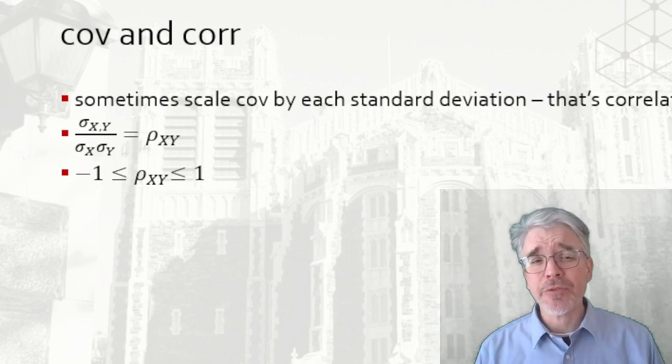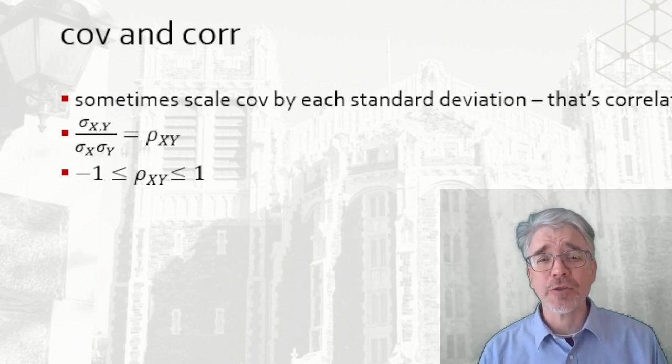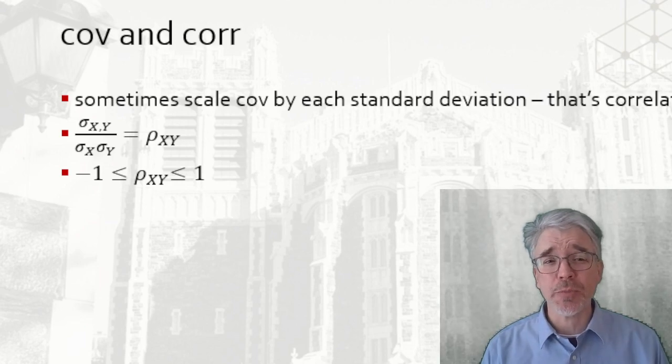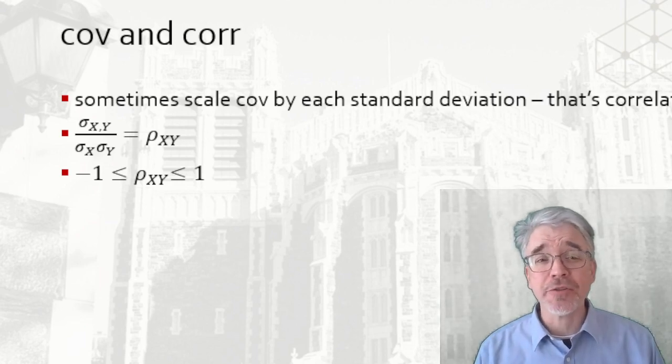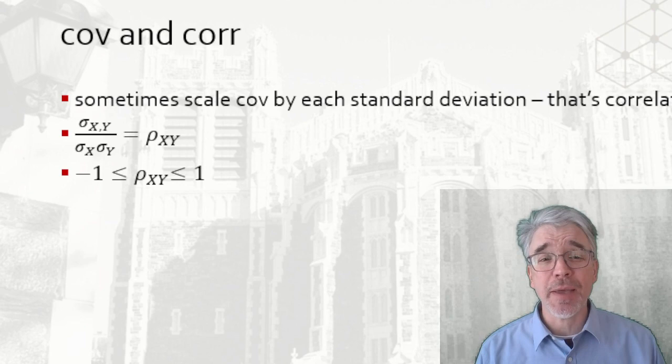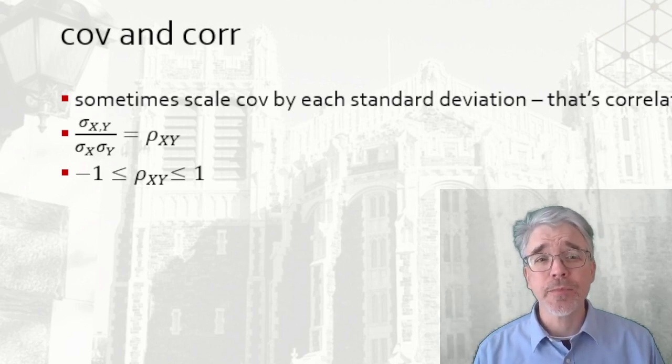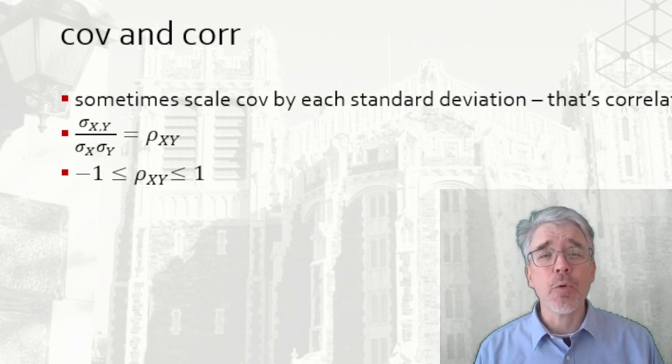Covariance is sometimes scaled by the standard deviations of x and y in order to eliminate problems of measurement units. So the correlation is sigma xy divided by sigma x times sigma y, sometimes denoted rho. With some algebra, you can show that rho is always between -1 and +1. Two variables will have a perfect correlation if they're identical or differ only by a linear transformation. They'd be perfectly inversely correlated if one is just the negative of the other.